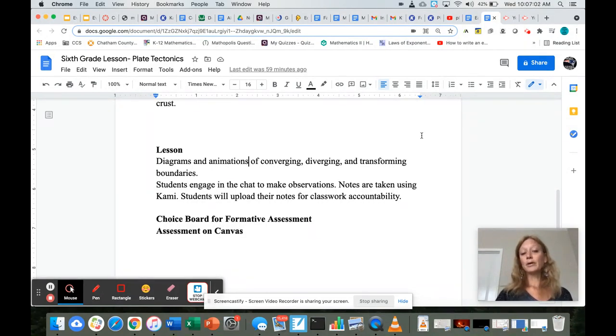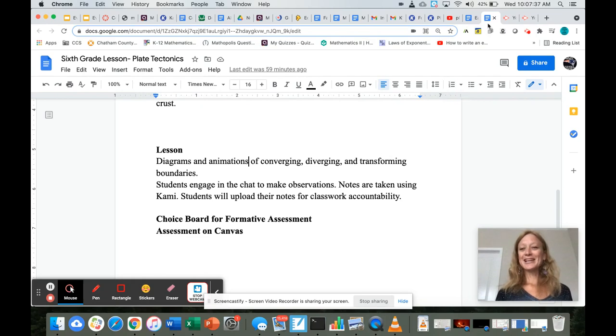They will then upload their notes for classwork accountability, and the way that they will upload their notes is by downloading a PDF and then uploading it to the Canvas submission page. Finally, the third part of the lesson will be a choice board for the formative assessment, meaning that I call it the brag board, where students get to choose which task they would like to complete to show that they have understood the material and mastered it to their specific level of understanding.